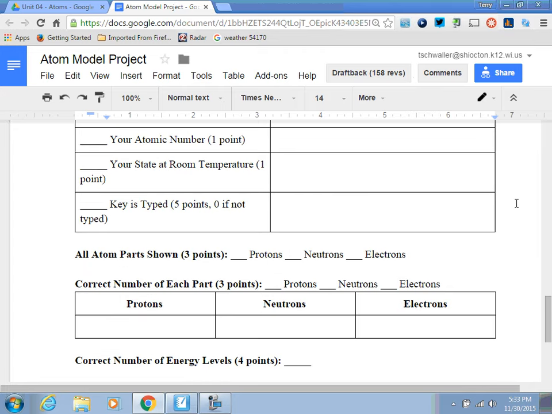Atoms have 3 parts: protons, neutrons, and electrons. So you need to make sure that you have each of those as a part of your atom model. And then the correct number of each part. You have the correct number of protons, neutrons, and electrons. And in the space here, as you figure out how many protons there are, you can write that in, how many electrons you need, how many neutrons you need. You can put that information in here so that you keep yourself organized.